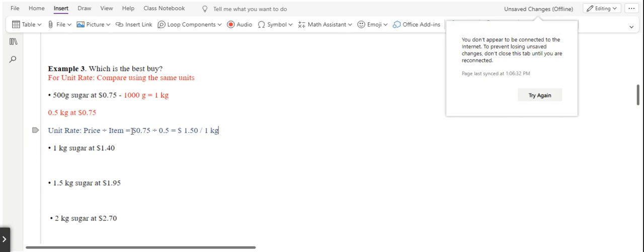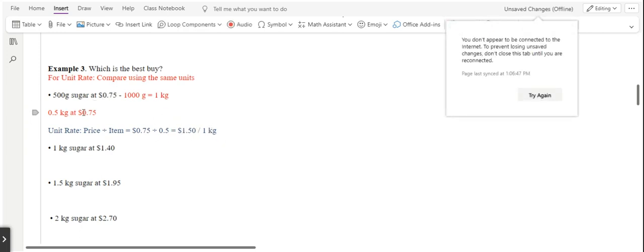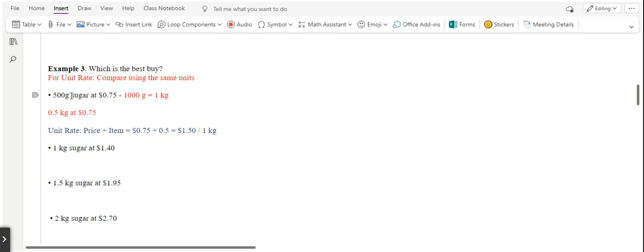Now you might be thinking, hey, we started off with a smaller number here. This was 75 cents and that grew to be $1.50. This is true. But keep in mind here, we were talking about 0.5 kilograms. 0.5 is smaller than 1. And so we want to compare based on 1 unit. In this case, this unit is 1 kilogram. So to compare this, this number actually goes up in this instance, whereas for these other ones, it'll tend to go down.